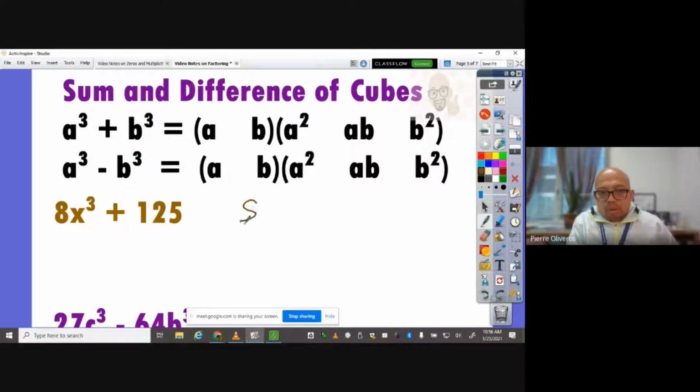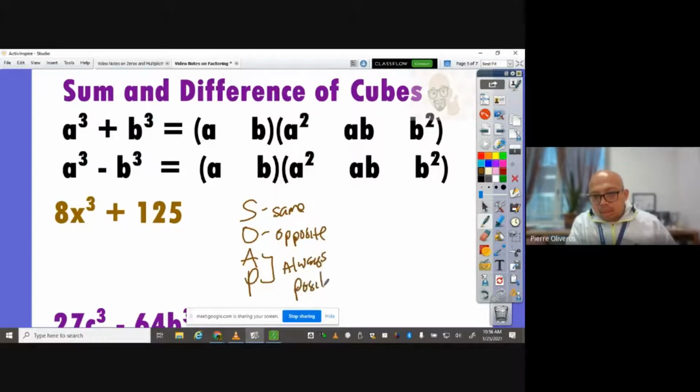It's called SOAP. What does SOAP stand for? Same, opposite, always positive. This one here is always positive. What's the meaning of that? If the given is A cube plus B cube, S, same. So you're going to put this plus there. So I'm going to write plus here. Next, O, opposite. The opposite of plus is minus. And the last one here, AP, always positive. This is always positive.